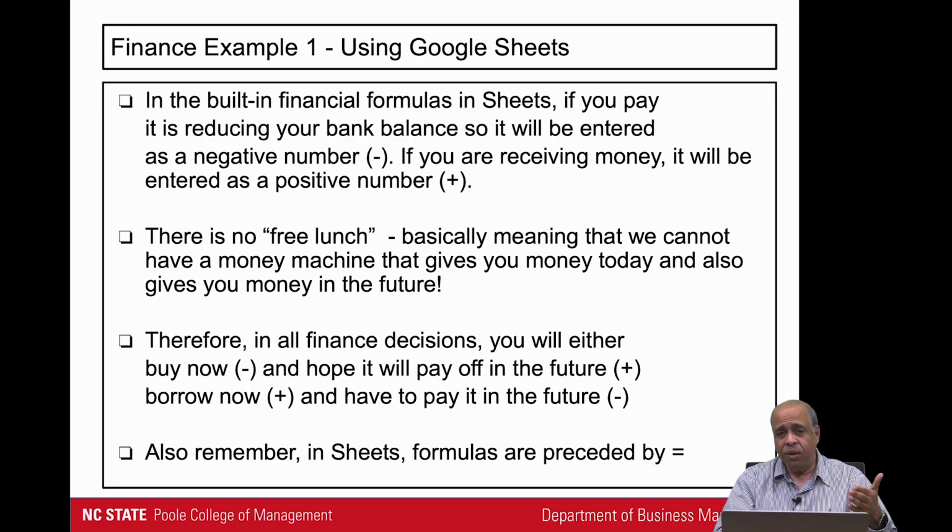So when we enter all these values in Google Sheets for finance examples, we have to have a good understanding of, am I getting more money now? In which case it is increasing my bank balance, input it as a positive number.